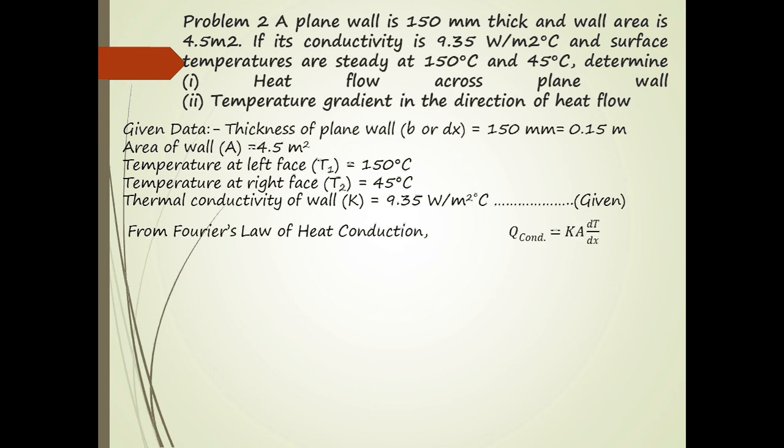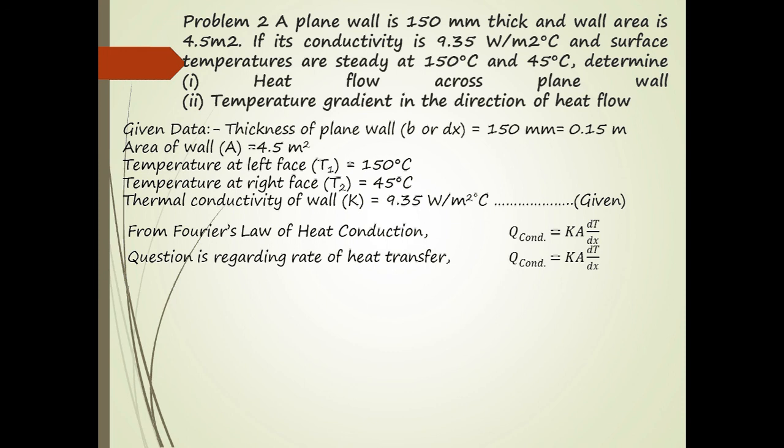Again, from Fourier's law of heat conduction, Q conduction is equal to KA dT upon dx. So try to identify the given data. Here K is given, A is given, temperatures T1, T2 are given, dx is also given. So substitute all the given data in the equation.